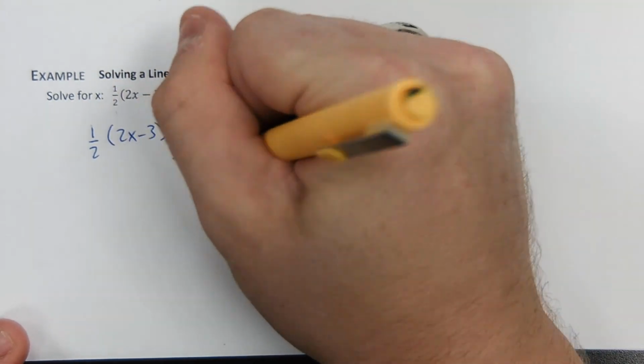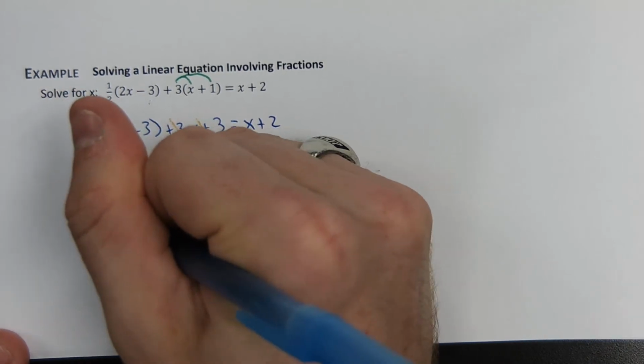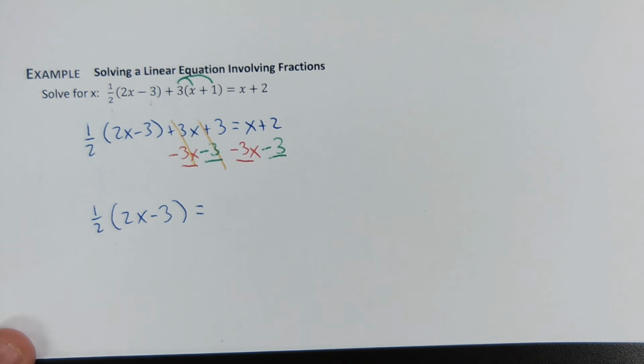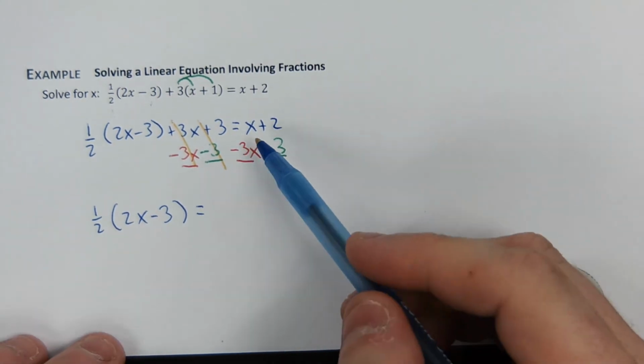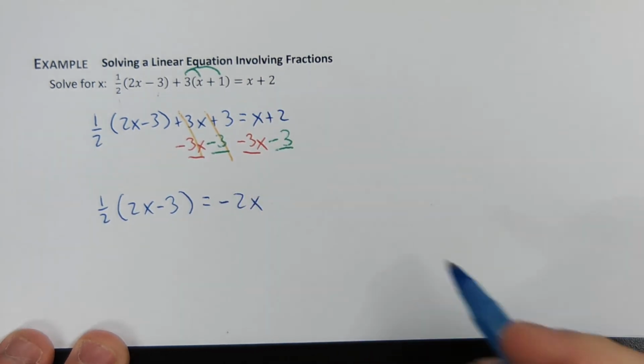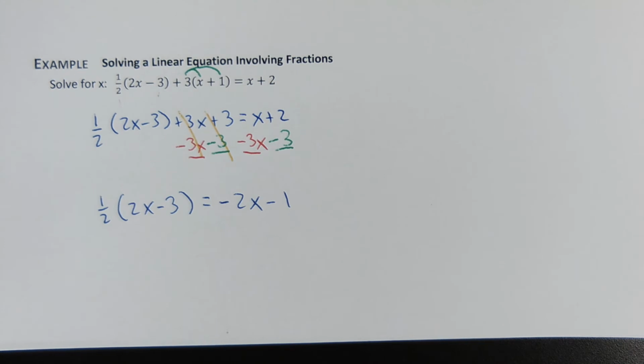So I got this 1/2 sitting on 2x minus 3. Everything else on that side is gone. On this side, I have an x minus 3x, negative 2x, and a 2 minus 3, negative 1. And then I'm in a spot where getting rid of the 1/2 will be pretty darn easy.